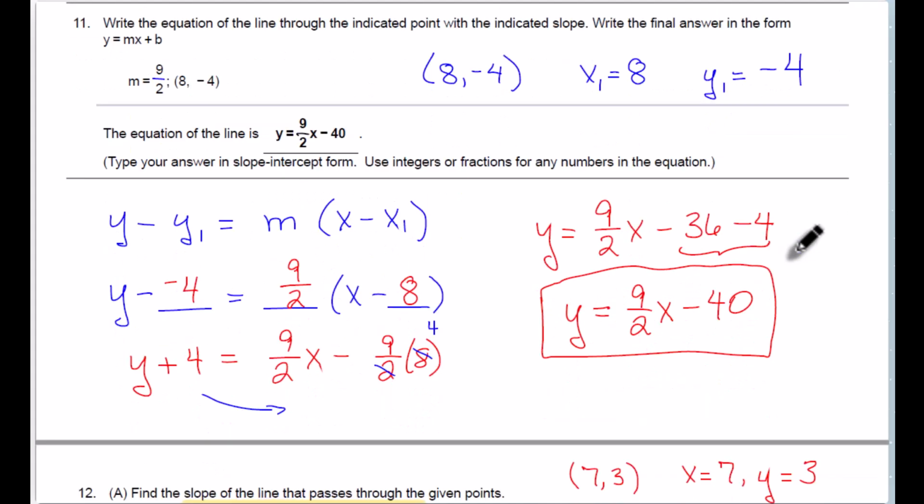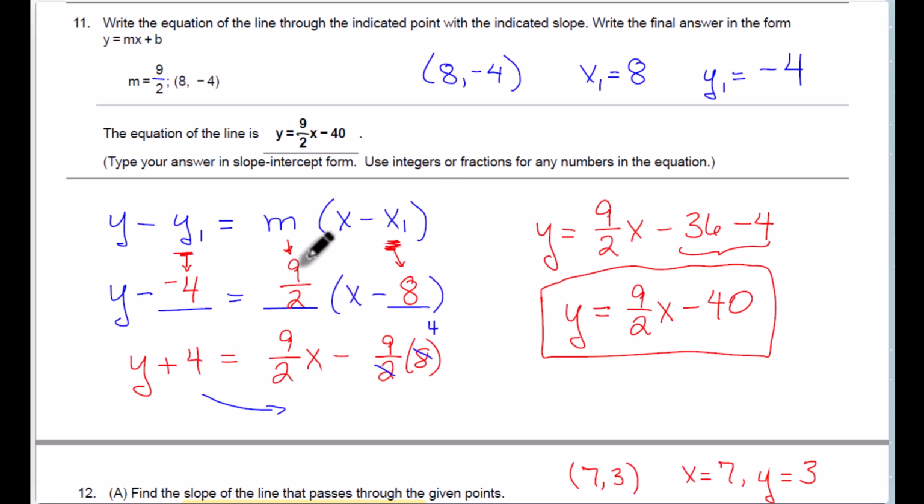All right, question 11. Same deal. I've got a slope. It is a fraction. I've got a point. So let's see. I'm going to plug all the information in. I'm going to plug in my x1, which is 8. Plug in m, which is 9/2. And I'm going to plug in my value of y, which is -4. So notice the minus is in the formula. Minus a -4 plus 4.